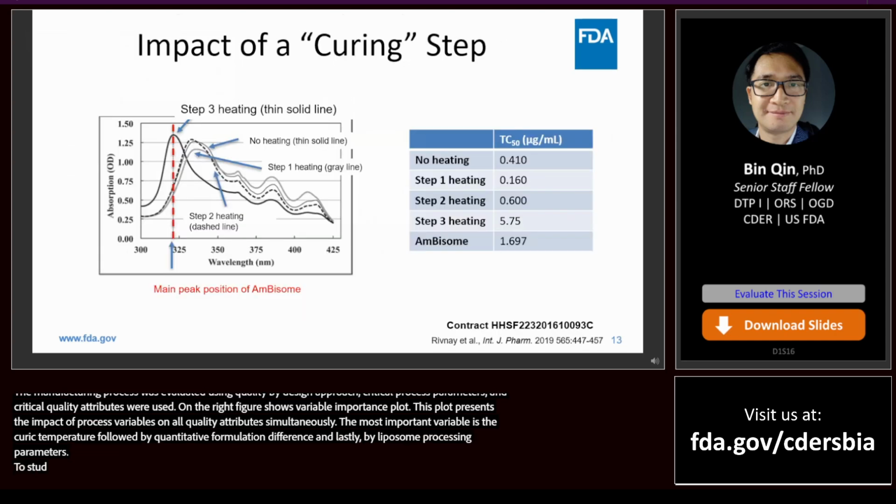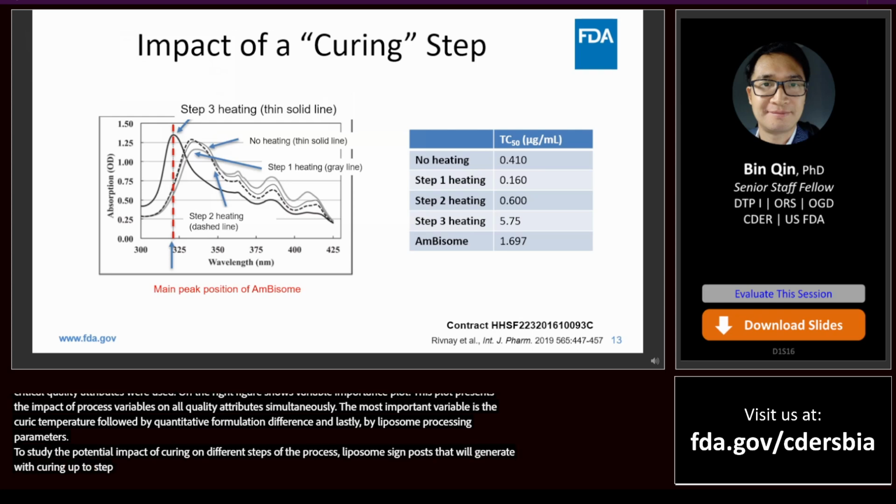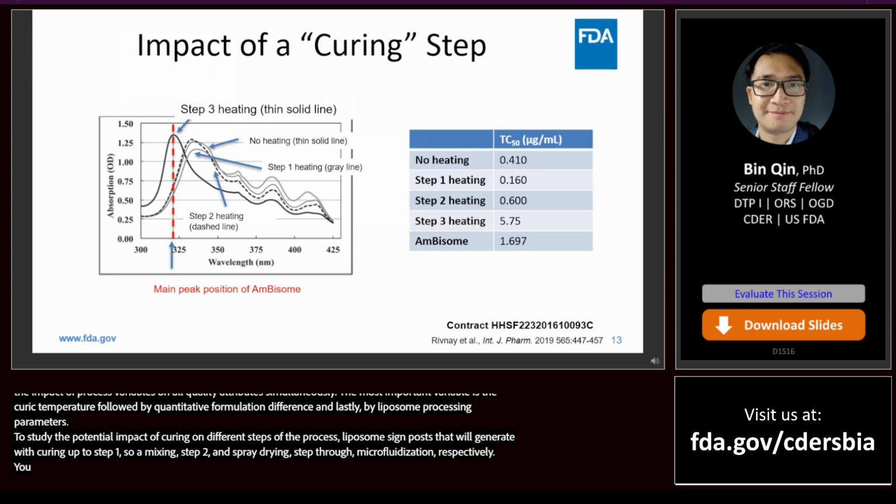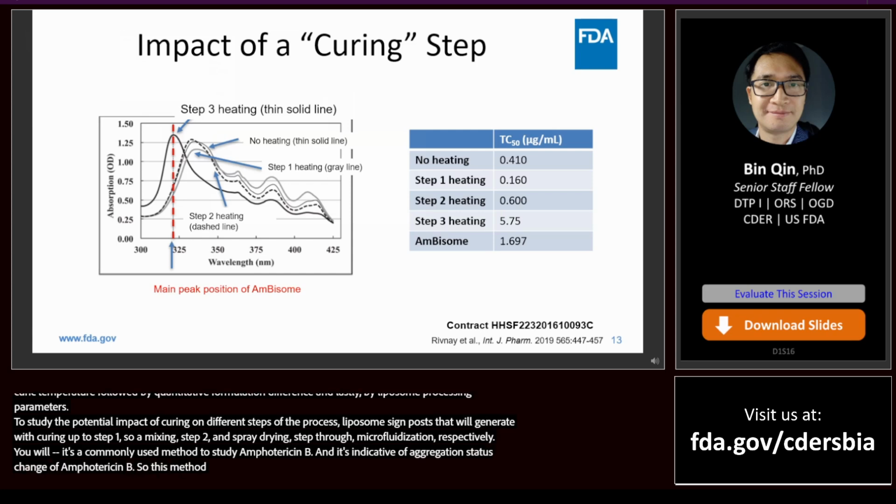To study the potential impact of curing on different steps of the process, liposome samples were generated with curing after Step 1, solvent mixing, Step 2, spray drying, and Step 3, microfluidization, respectively. UV-Vis method is a commonly used method to study the aggregation status of free amphotericin B, and it's indicative of aggregation status change of amphotericin B. So this method was adapted to categorize the liposome formulations.